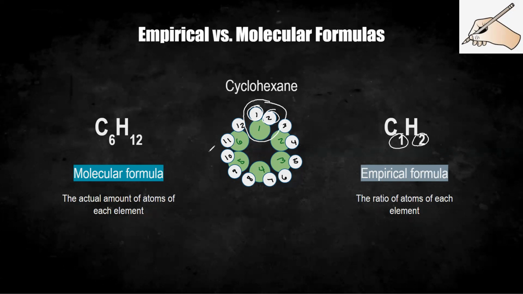Another way of doing it is looking for the common denominator of the subscripts in the molecular formula. So if I'm looking for the common denominator between 6 and 12, that is 6. So dividing 6 by 6, I would get 1. And dividing 12 by 6, I'm going to get 2. And that's our empirical formula.